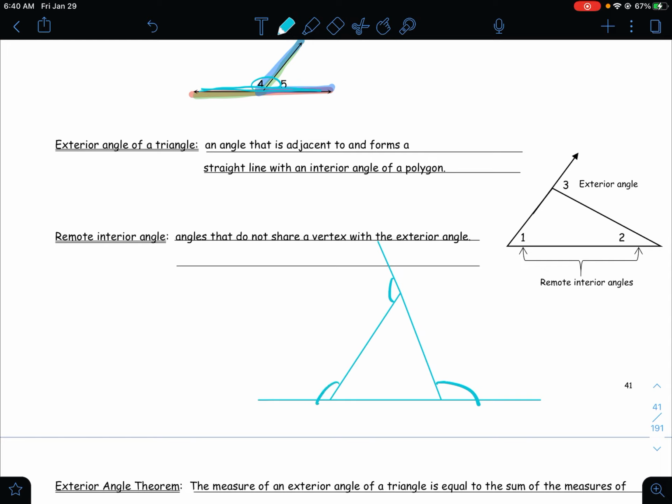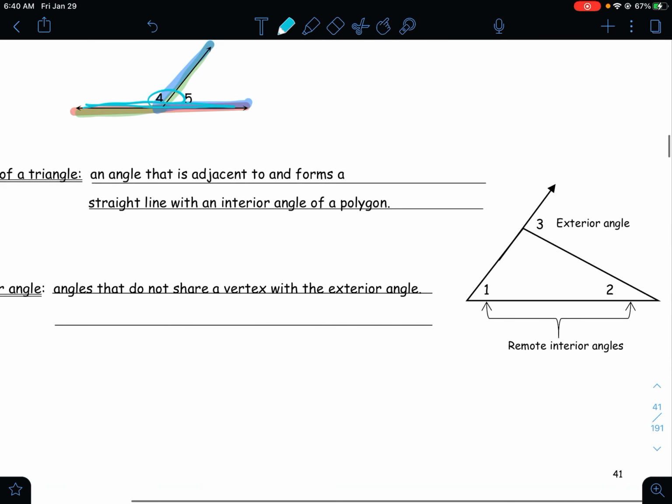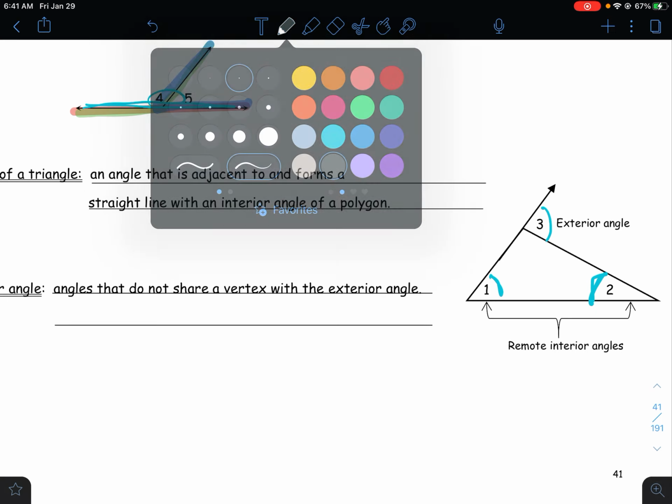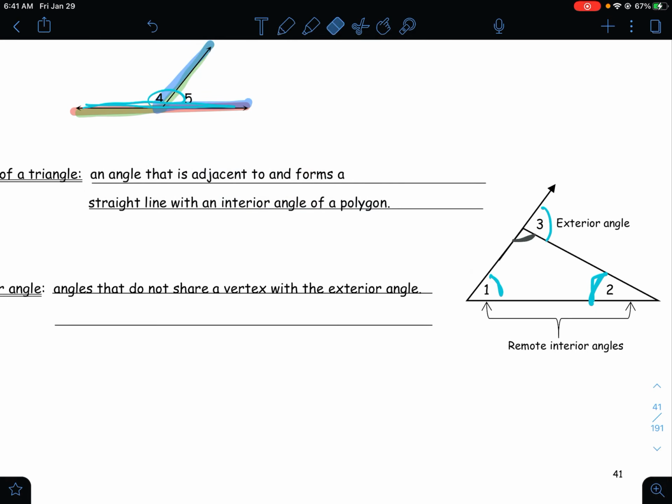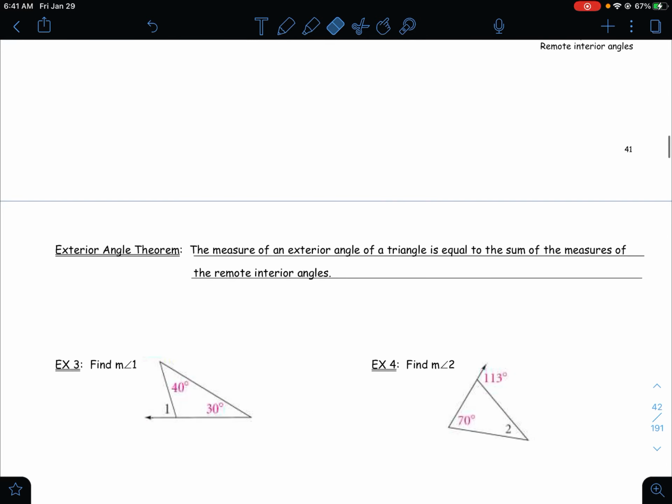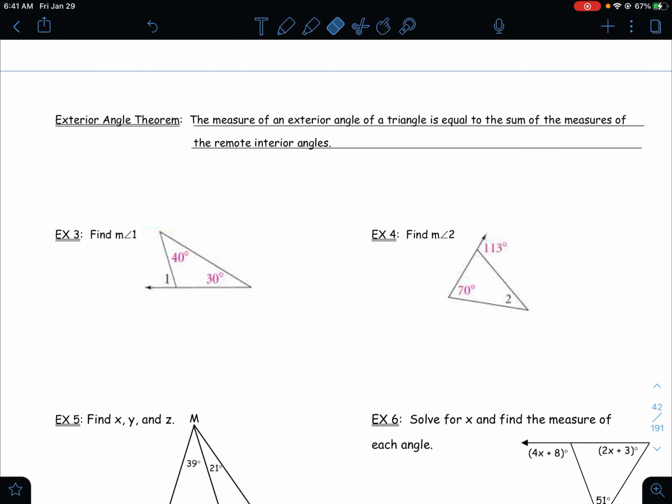All right. We've got remote interior angles, angles that do not share a vertex with the exterior angle. So if this is our exterior angle, it's going to be the two sides that do not kind of touch that guy. So really the angle that would not be a remote interior angle would be this guy because he touches that exterior angle. All right. Now we've got the exterior angle theorem. The measure of an exterior angle of a triangle is equal to the sum of the measures of the remote interior angles. Okay, so what the heck does that mean?